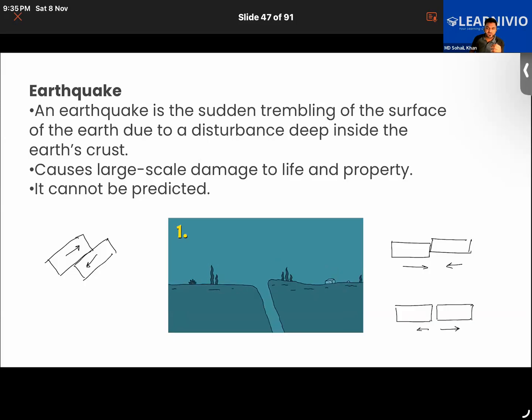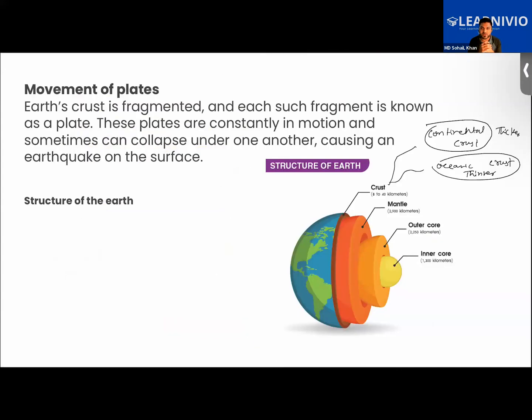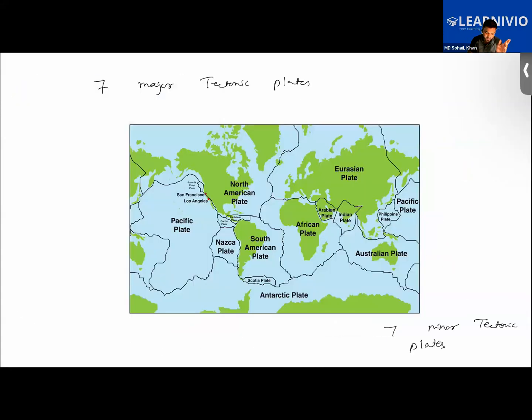So guys, so far we had learned about earthquakes and the cause of the earthquake. We have learned that our Earth's outermost layer is the crust, and that crust is fragmented into tectonic plates. There are major tectonic plates and minor tectonic plates. In total, there are 7 major tectonic plates.